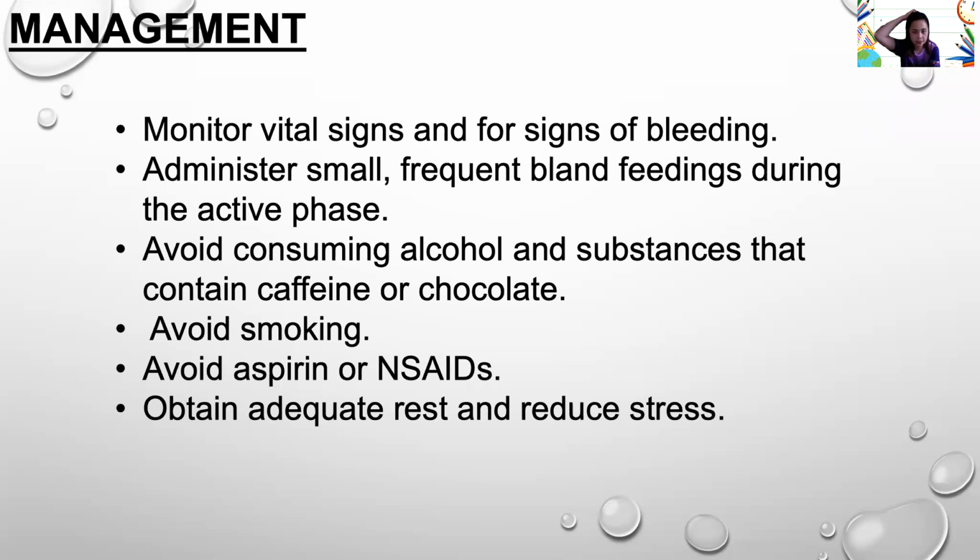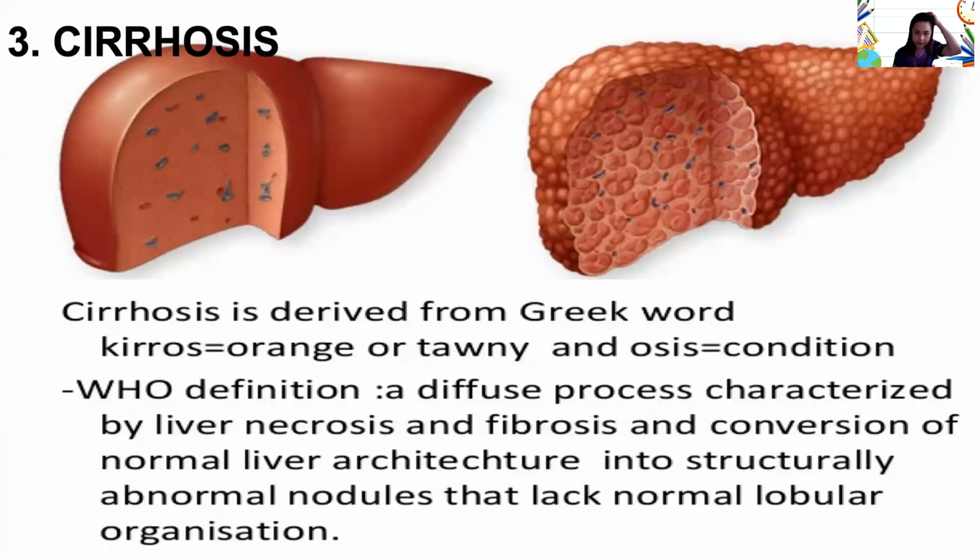Monitor vital signs and for signs of bleeding. Okay, bakit? Kasi nga may ulcer siya. So, pwede siyang mag-bleed. Administer small, frequent, bland feeding. So, as I've told you, dapat ang diet niya is bland. Avoid consuming alcohol and substances that contain caffeine or chocolate. Ang caffeine or coffee or chocolate or any milk products, okay, nagkukos yan or nag-i-increase yan ng acid sa stomach. Kaya dapat i-prevent din sila. Avoid smoking, avoid aspirin or NSAIDs, and obtain adequate rest and reduce stress.